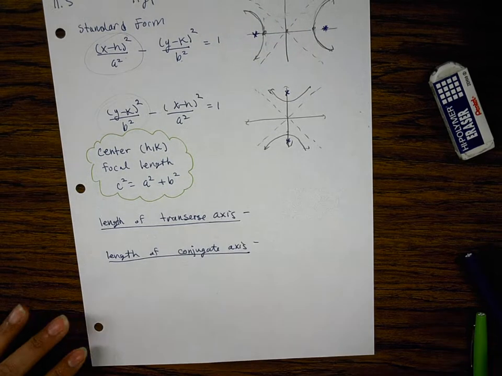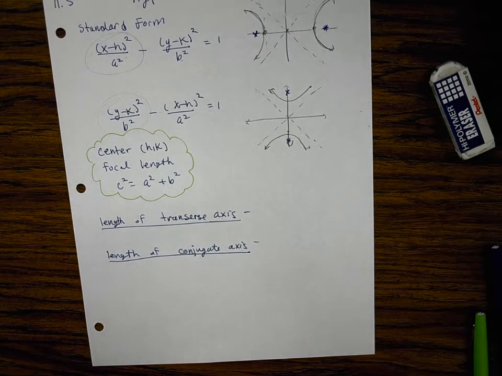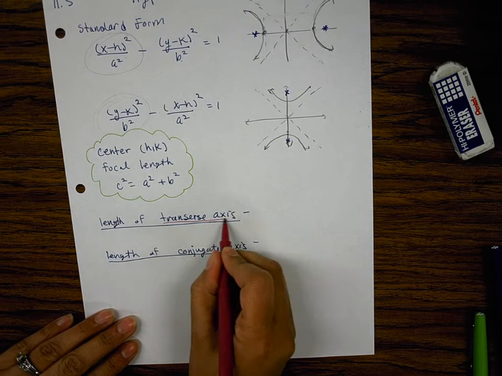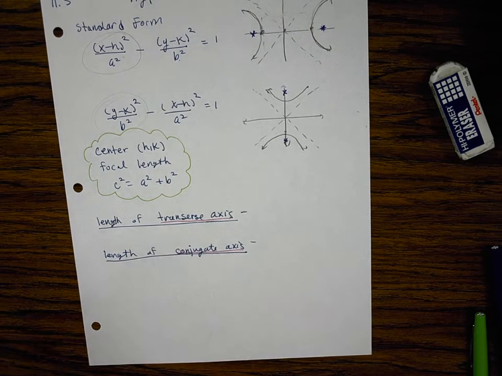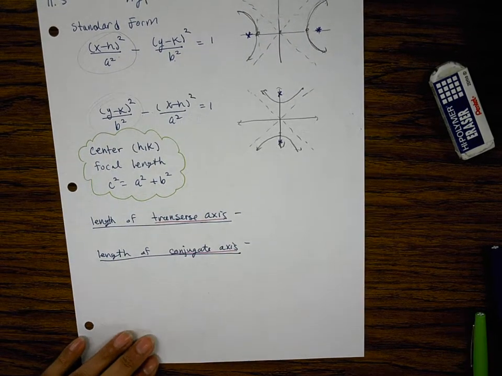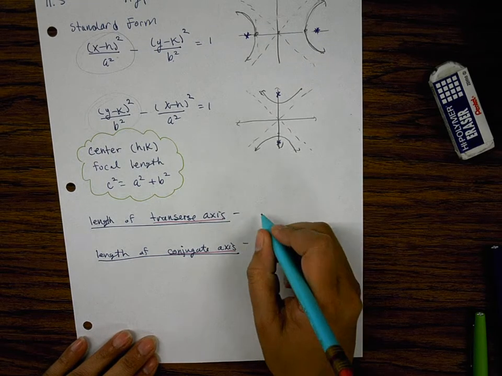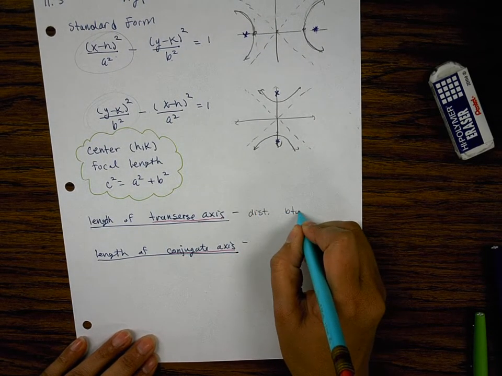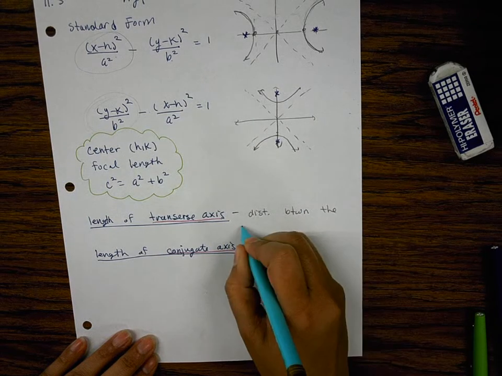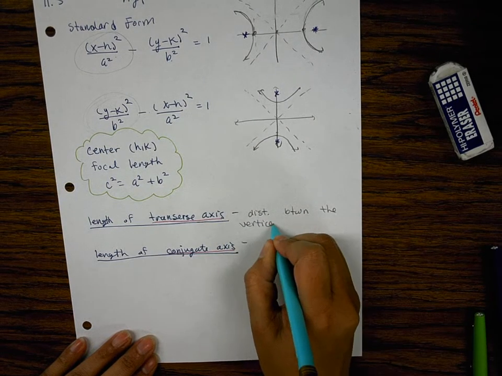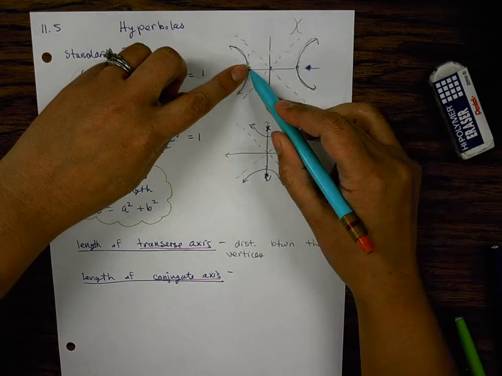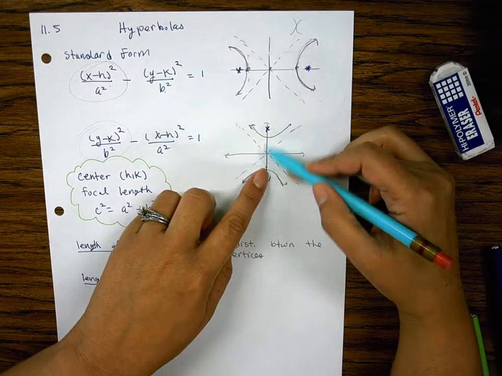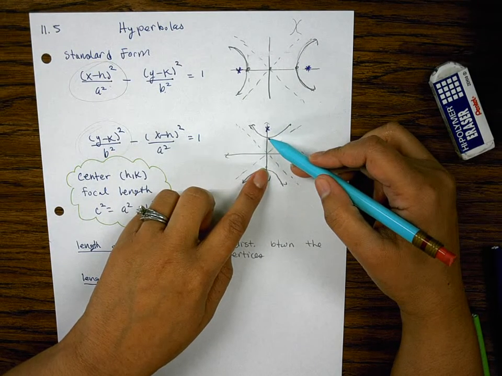Okay, you do need to know these definitions for not only your work in class, but for the quiz and the test. Okay, transverse axis. The length of the transverse axis is the distance between the vertices. These are the vertices, find the length between. It's not always going to be the major axis.